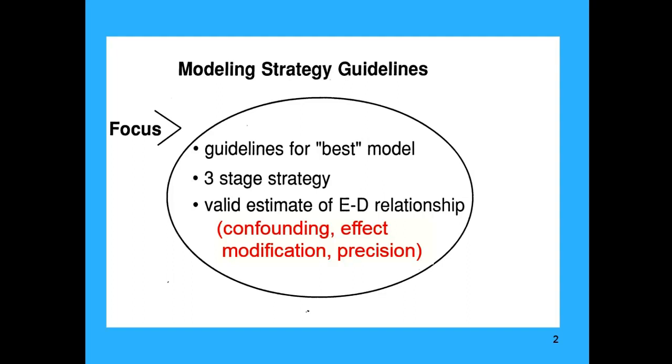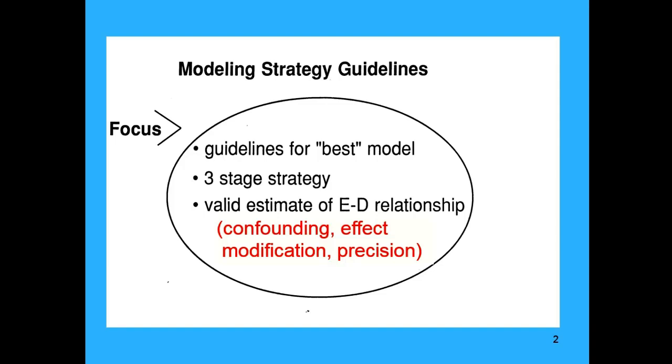So, in fact, the guidelines basically say if you're going to go about the process, there are 3 primary stages that you have to go through. It's a 3-stage strategy. And I'll talk about the stages in a moment. But the goal is to try to get a valid estimate of the exposure-disease relationship. Okay, now what I mean by that is, first of all, what you're trying to do when you're dealing with this problem is you usually have a question. You're doing a study, you're doing the study to evaluate some kind of research question.